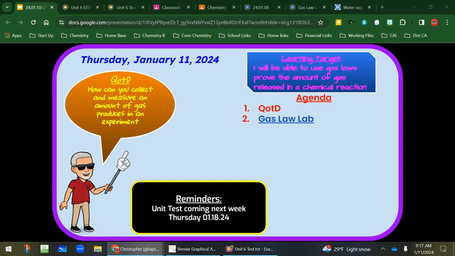Now, what things do we need to know about a gas if we are collecting it? Think of the ideal gas law. What are some things that we need to know? We need to know a volume. Easy enough. Here's our container. It measures volume. What else do we need to know? Pressure. How are we going to measure pressure?